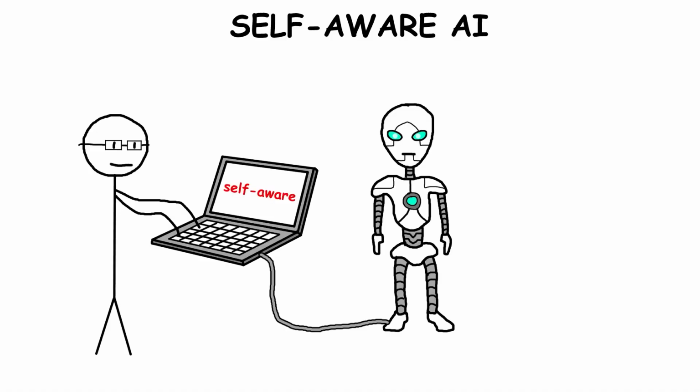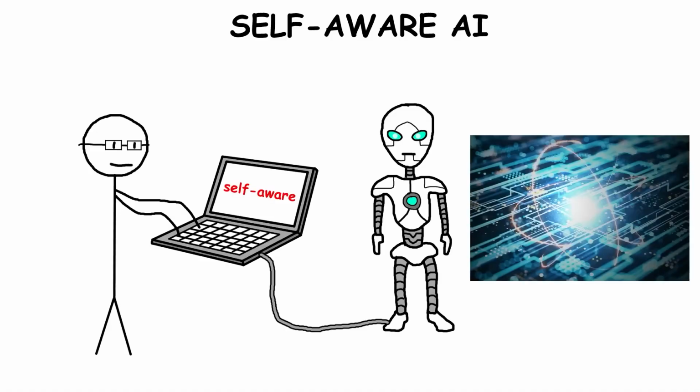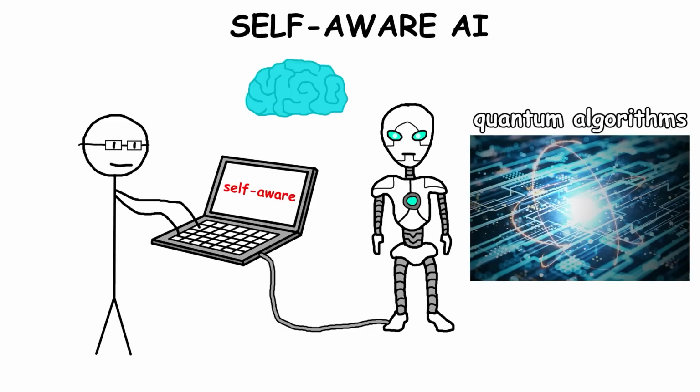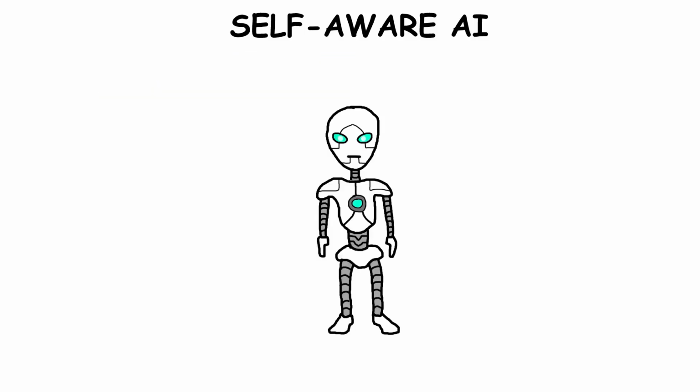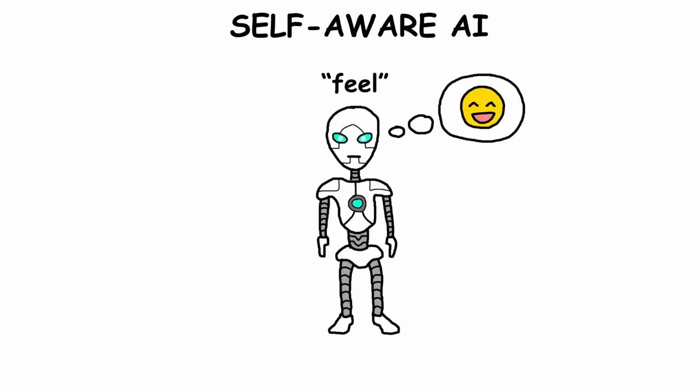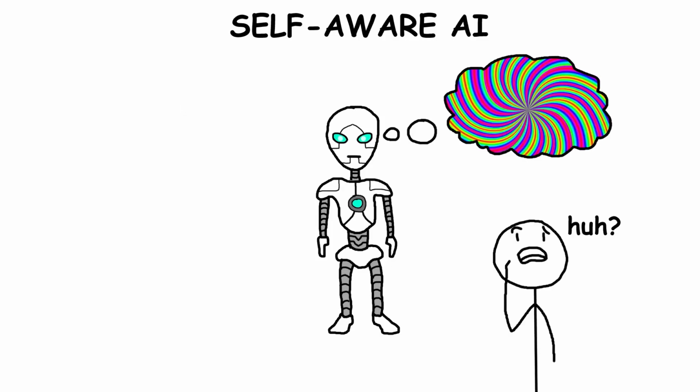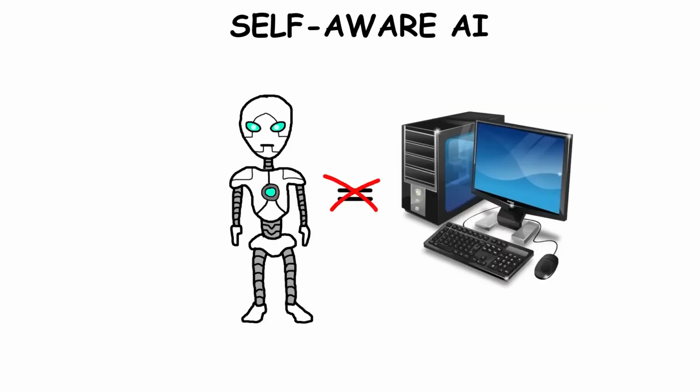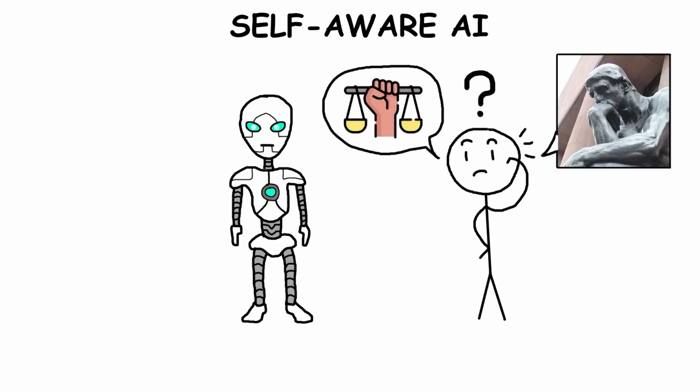If we ever manage to make a self-aware AI, it might need incredibly advanced tech, like quantum algorithms, to simulate or create consciousness. This AI could potentially feel its own emotions and thoughts, maybe even experience things we can't comprehend. It wouldn't just be a machine anymore. It would spark big ethical and philosophical questions.